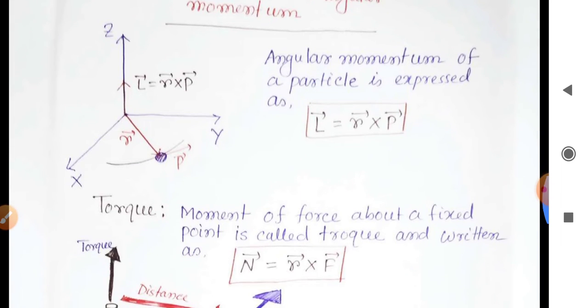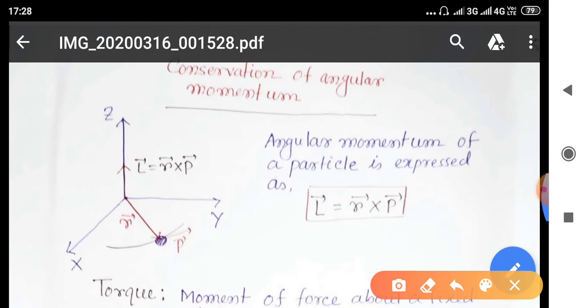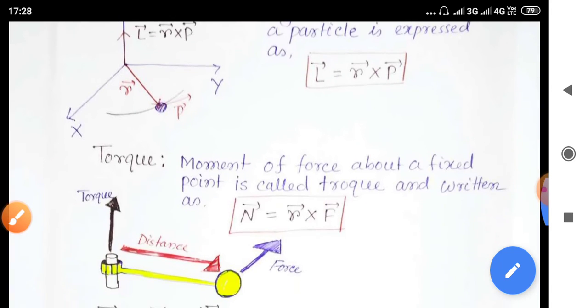Next we move to the conservation of angular momentum. As we are familiar with the definition of angular momentum, if a particle is moving in this curve and its velocity is along this direction, that means the momentum is also along this direction, and the position vector r is given here, then the angular momentum L is perpendicular to the xy plane, and it is expressed as the cross product between the position vector and the linear momentum of the object.